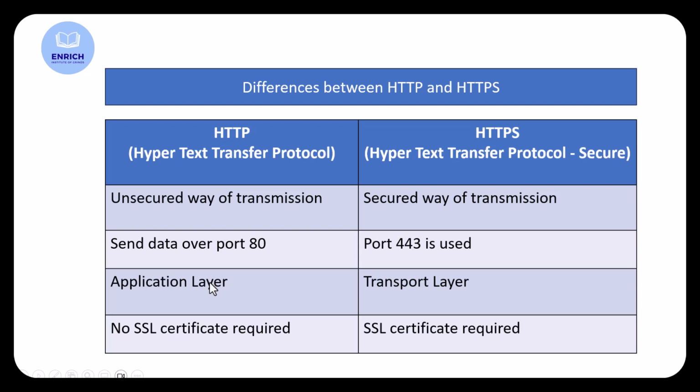If you remember the communication protocols, there's a video which I posted last week. So there are different types of communication protocol, and within the TCP/IP protocol, we have different layers. So HTTP works at the application layer, and HTTPS works at the transport layer. And here there's no SSL certificate required, and here there is an SSL certificate required, and this is nothing but for encryption of the data which you are trying to send through the internet.